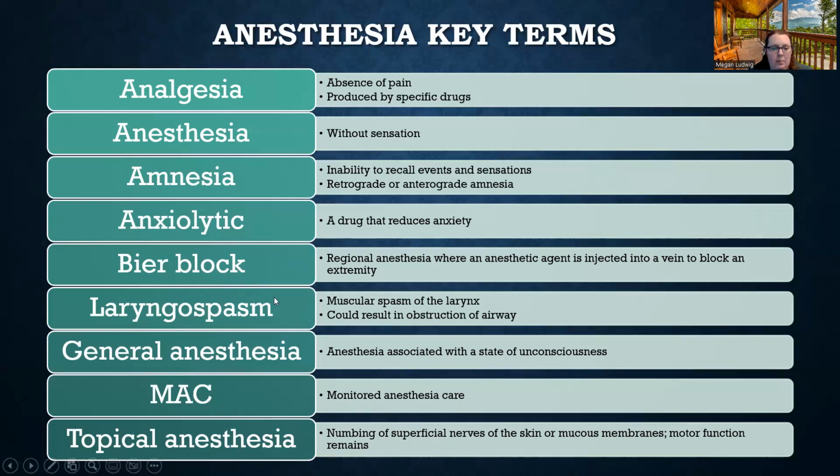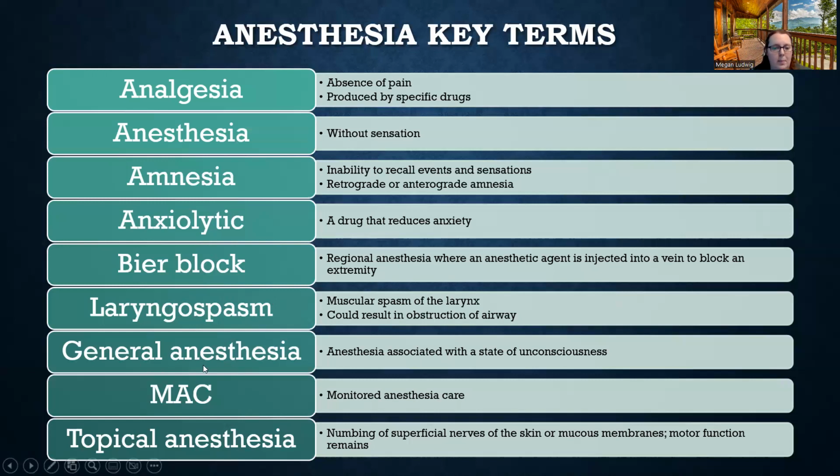So laryngospasm is definitely of importance to us as surg techs. I'll talk a little bit about that here in a few, but it's a muscular spasm of the larynx, which is the voice box, which, if that muscle spasms, it's going to shut off that voice box, those vocal cords, and no air will pass through. So that definitely could be considered a medical emergency. The airway would be blocked.